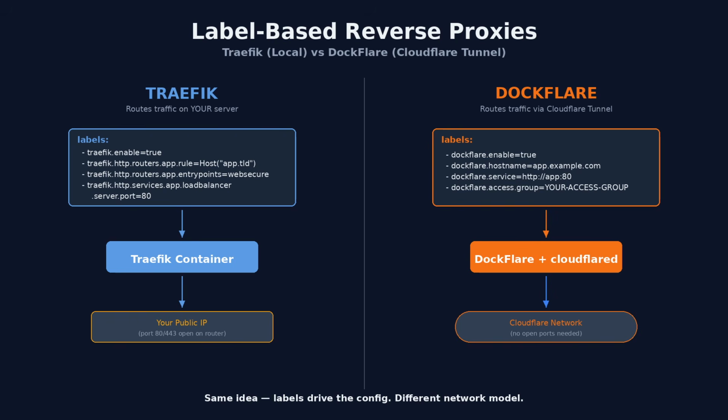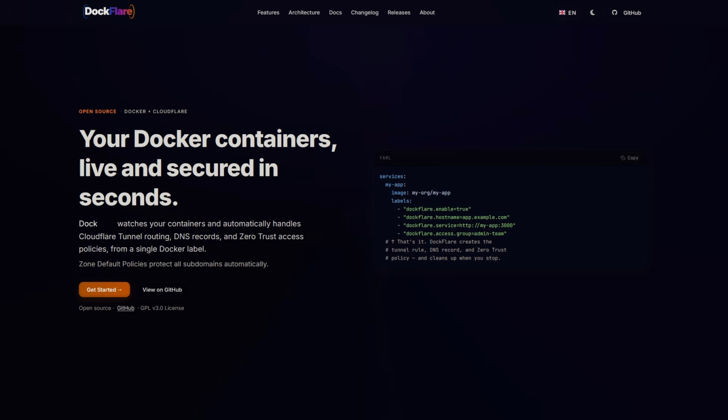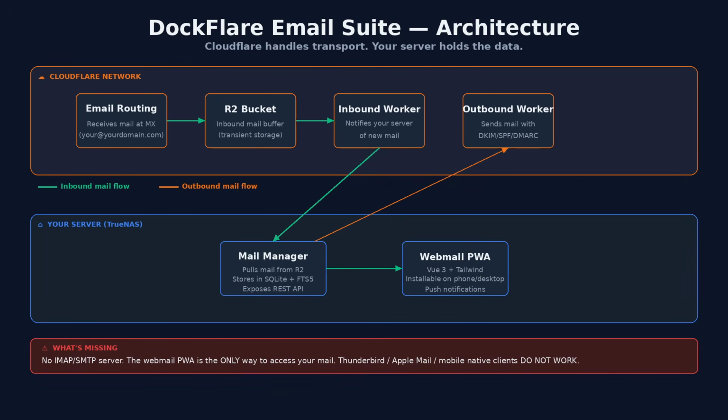Now in version 3.1, the project added something they're calling the Sovereign Email Suite. The benefit is you get a real you@yourdomain.com mailbox, completely self-hosted for the data, without running a mail server. Let me show you how it works. The top half is everything Cloudflare manages. The bottom half is what runs on your TrueNAS box.